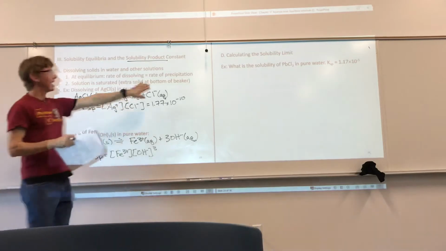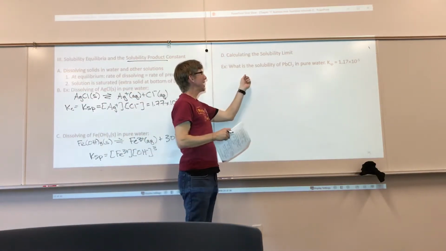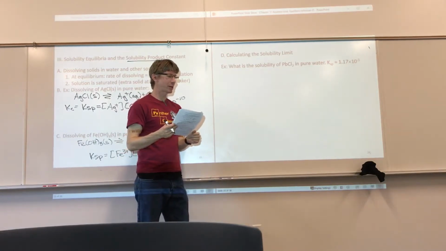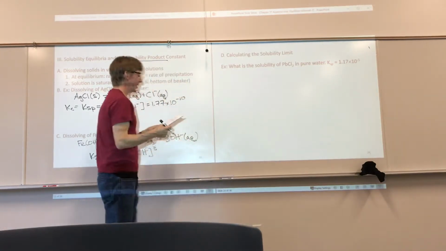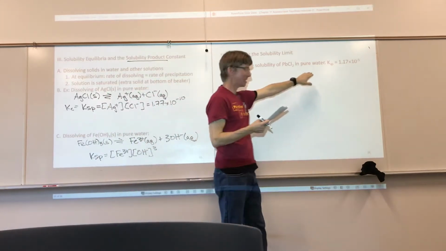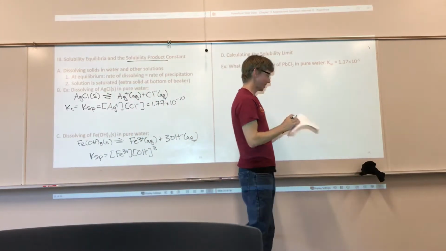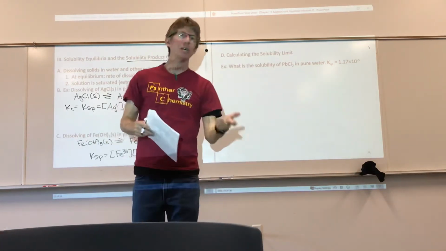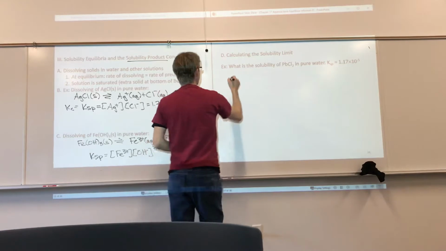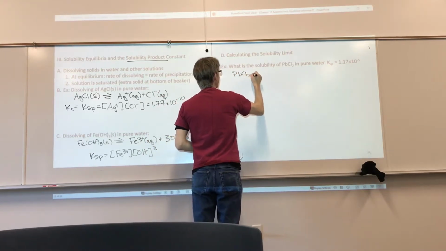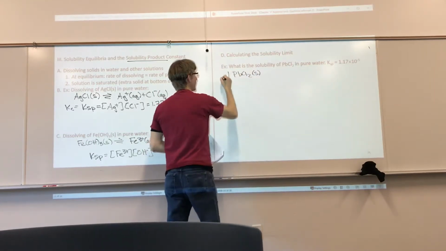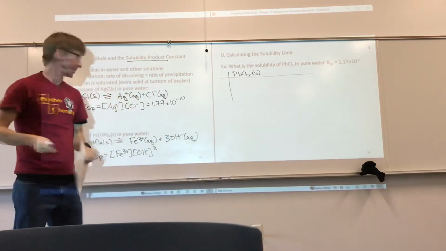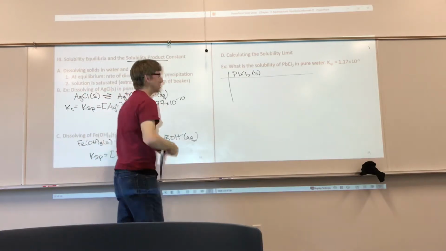Okay, so now we've done some KSPs. Now we're going to calculate what's called the solubility limit. We're going to do it for lead chloride. Lead chloride has a KSP of 1.17 times 10 to the minus 5th. More ice tables. This time we'll set up an ice table in terms of molarity with a KSP reaction.